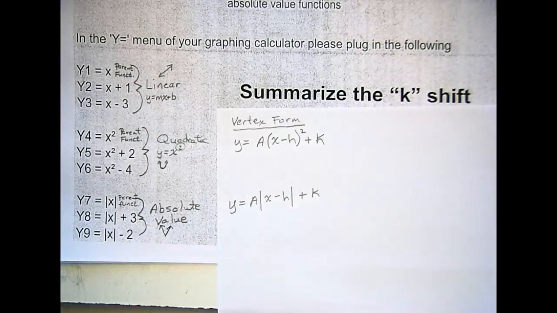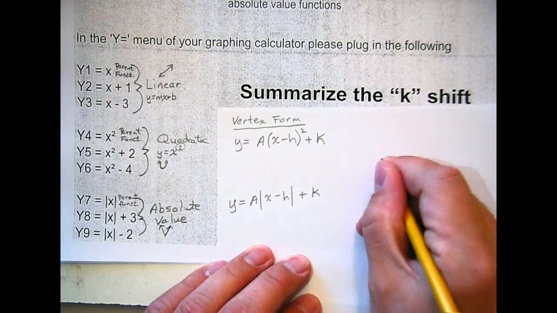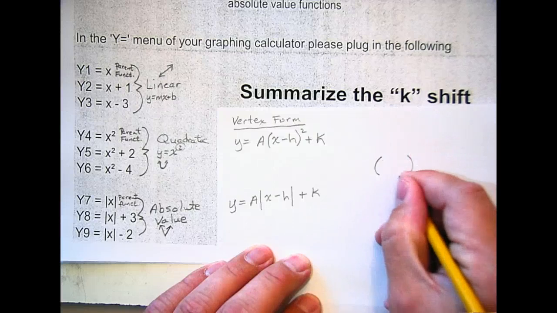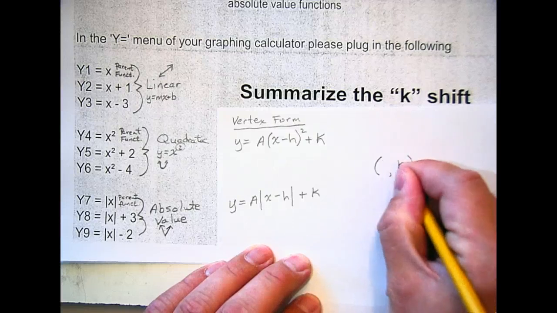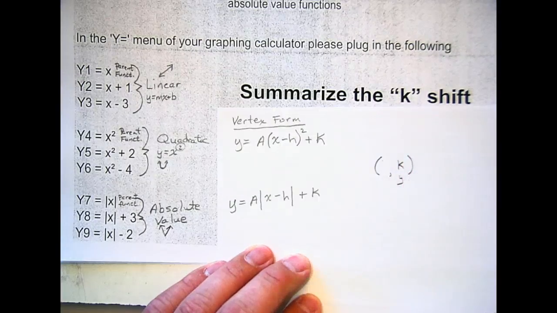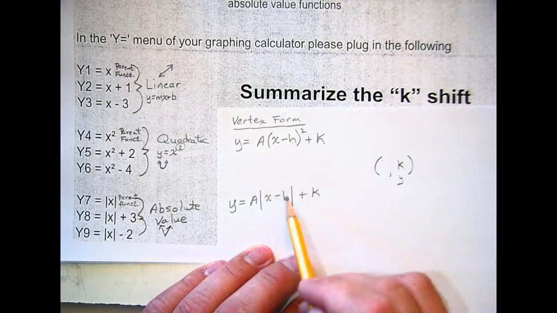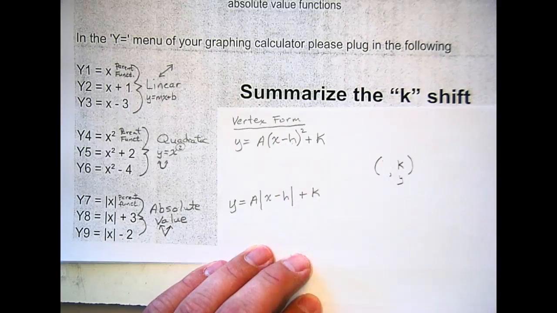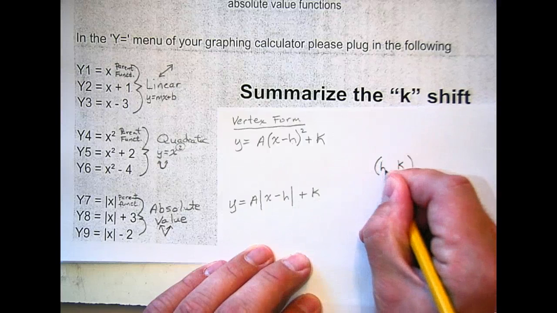You'll notice the k. Well, first you'll notice both forms have parentheses or some kind of grouping symbols in them. You'll notice the k is always on the outside of those grouping symbols. That k shifts your graph along the what axis? The y-axis. So if I think of the x and y-axis, the k shift shifts it on the y-axis. The h shift, which is what we're about to study, shifts it on the x-axis.